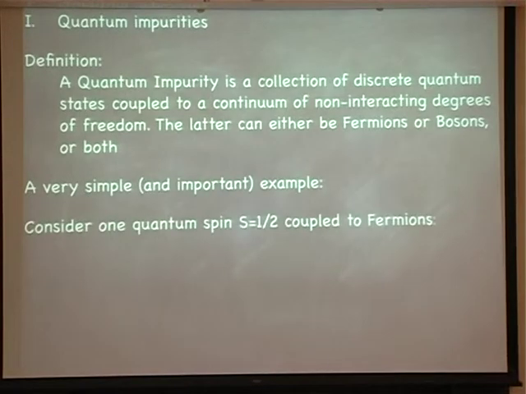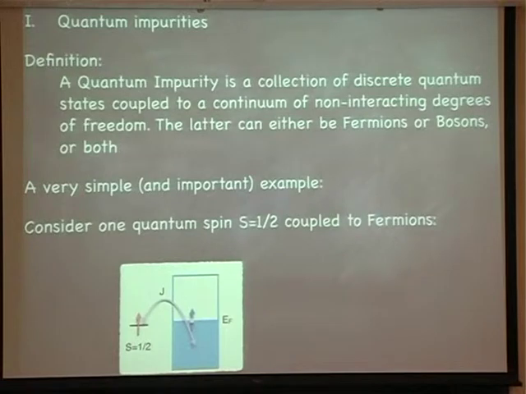And let's start with a very simple but important example. Let us consider, as the collection of discrete quantum states, a quantum spin 1/2. Now this has two states, spin up and spin down, but of course you have these operators that communicate between those two, so this is a real quantum object. And let's couple them to fermions. So that's the picture I would like to draw for that.